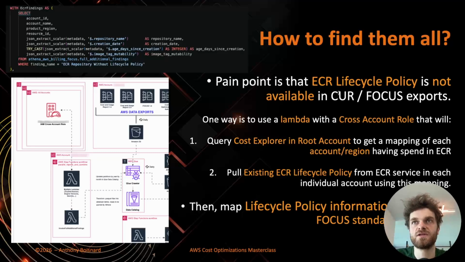So one way to do it is to use a Lambda with a cross-account role right here that will first query Cost Explorer in the root account to get a mapping of each account and region having spend in ECR, and secondly, pull existing ECR lifecycle policy from the ECR service in each individual account using this mapping. And finally, you can map lifecycle policy information with a classic CUR or FOCUS ECR query.